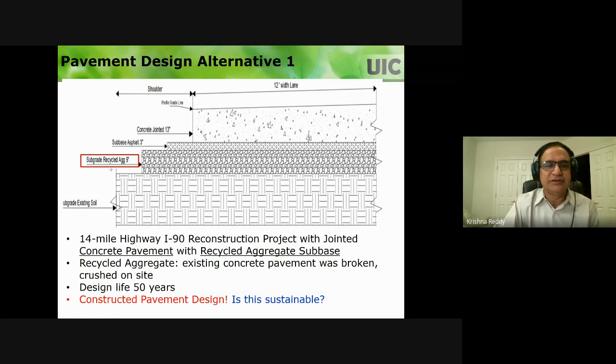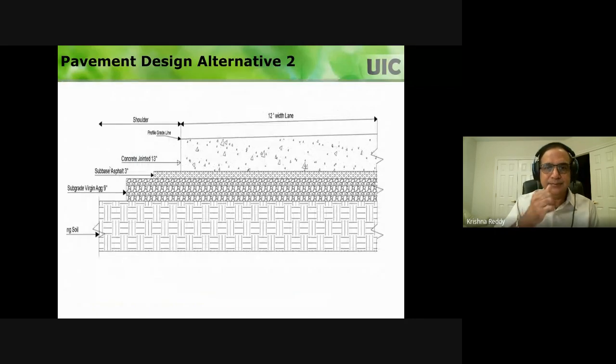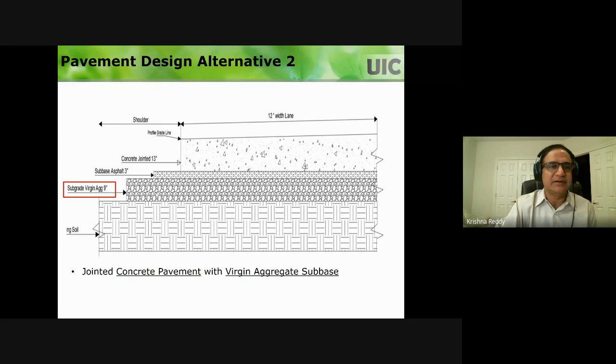So, as I said, this is how they reconstructed the pavement. And is this sustainable? This is the question that we are asking, as compared to the other alternatives that could be possible. Here, everything is exactly the same in this cross section, except, okay, instead of using the recycled aggregate, if I use virgin aggregate subbase, what would be the difference, right? So that's the difference. Sorry, this is not a subgrade, but it's a subbase.